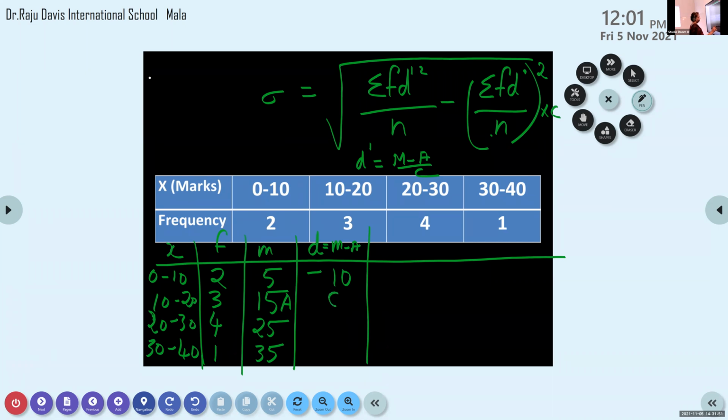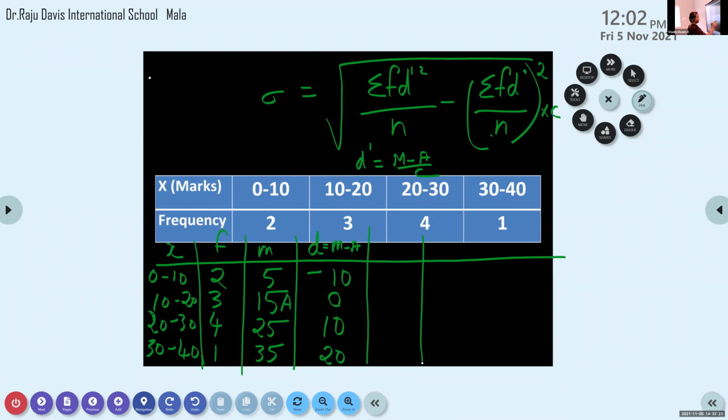Then 0, then 10, then 20. Now you can see that for this D, you have to find a common factor. What can be the common factor for this? 2. Rather than that, a bigger number you can easily divide by. 10. Yeah, 10 will be better.